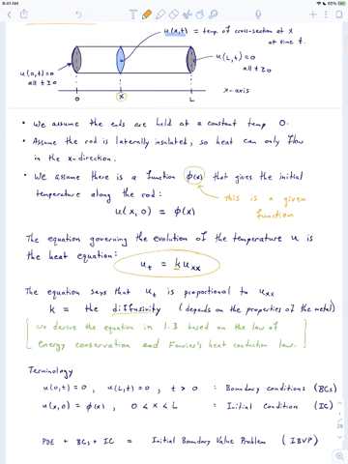Let's introduce some terminology here. Our first assumption was that the ends were held at a constant temperature of 0. We can write that out in terms of the state variable: U at 0, comma t, is equal to 0 for all t. So no matter what the time is, the temperature at the left endpoint is 0. It's held constant. We have the same for x equals L, so U at L comma t is equal to 0 for all t. These are known as boundary conditions because they're telling us the conditions imposed on the boundary, hence the name boundary conditions.